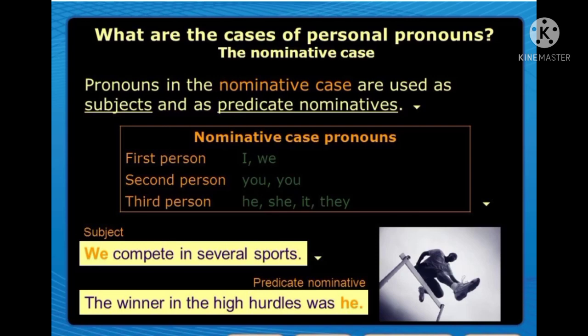What are the cases of personal pronouns? The nominative case. Pronouns in the nominative case are used as subjects and as predicate nominatives. Example: We compete in several sports. The winner in the high hurdles was he.